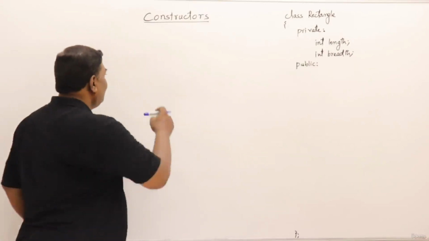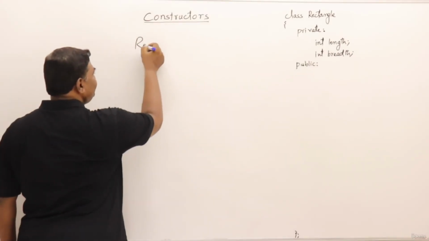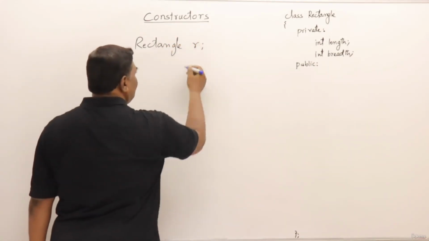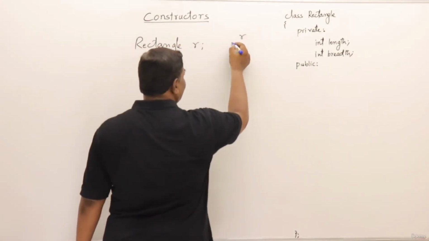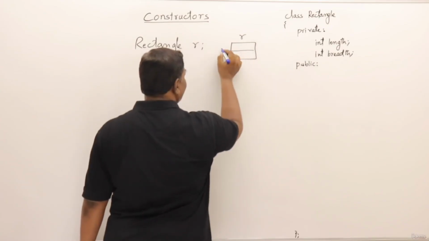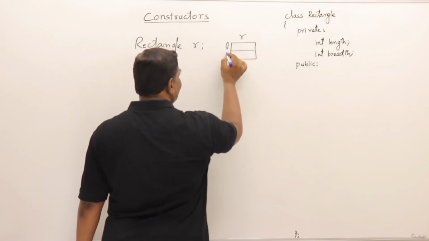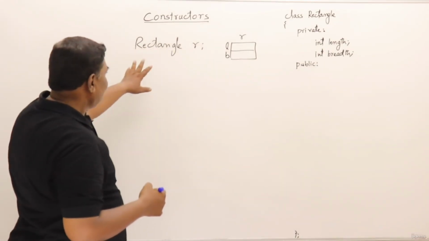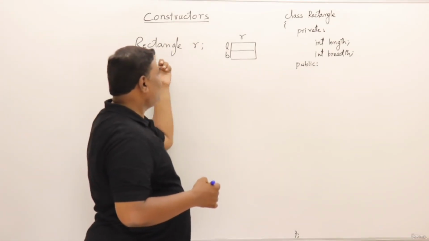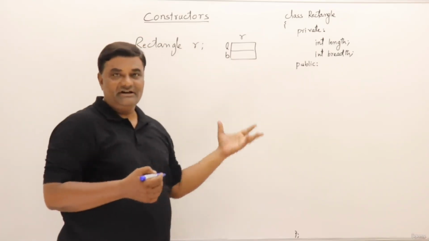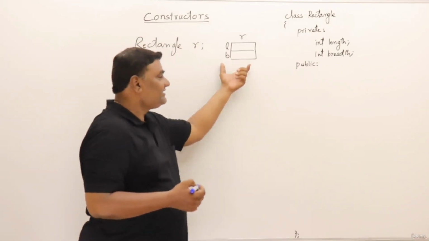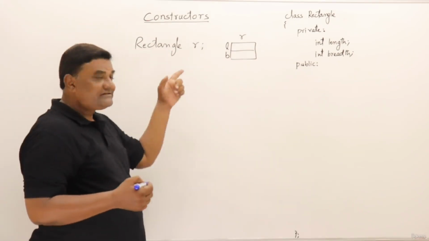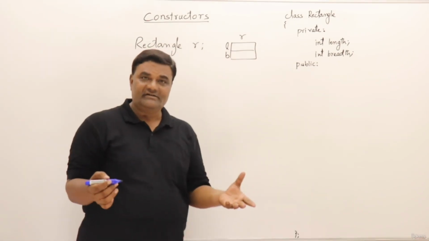Let us see here. When I create an object of rectangle class R, an object of rectangle is created. This is length and breadth, so I'll just write L and B here to save space. When you create an object or declare a variable of type rectangle, an object is created. This is an object which is having length and breadth. Now, the object is created. Call it as constructed.